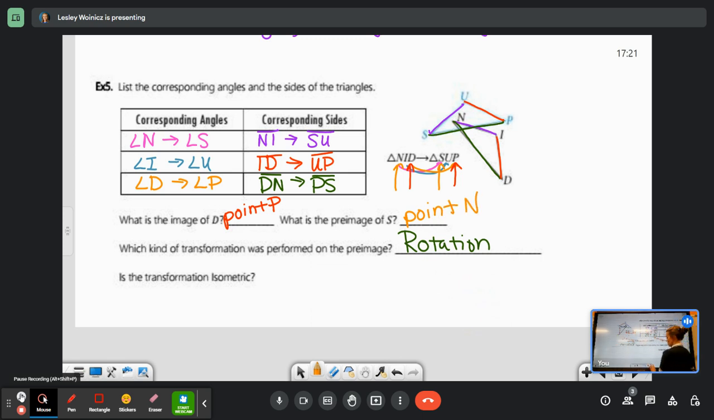Is this transformation isometric? It sure is, because these figures are congruent. We didn't have anything dilated.